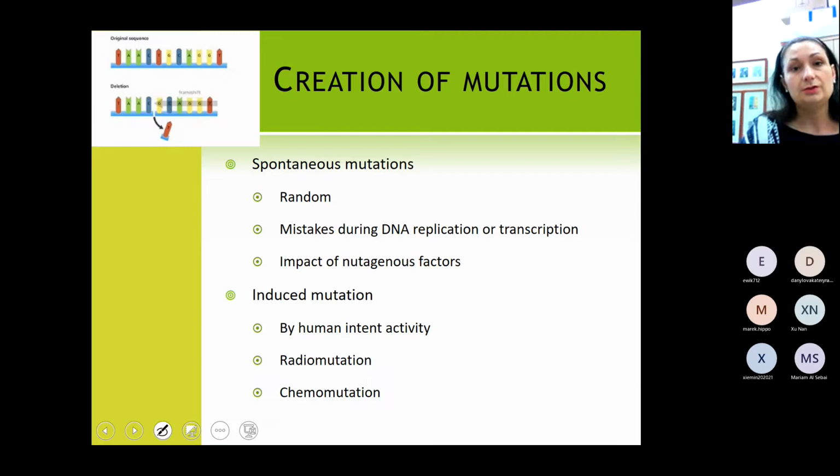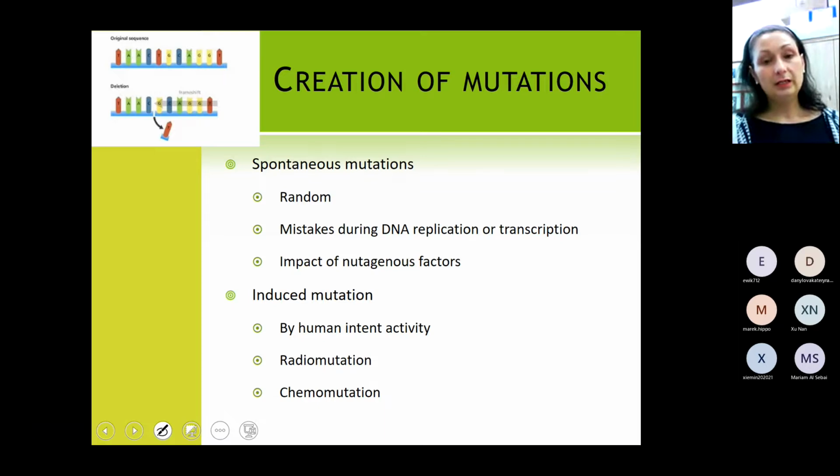Okay, how are mutations caused? There are several reasons. Spontaneous mutations are random. These are just mistakes during replication or transcription. Sometimes there is an effect of mutagenic factors. However, mutations are quite rare because we have a very strong, very functional, very effective repairing system or checking system, which is checking if the DNA was replicated correctly.